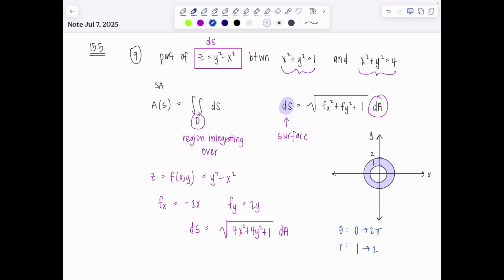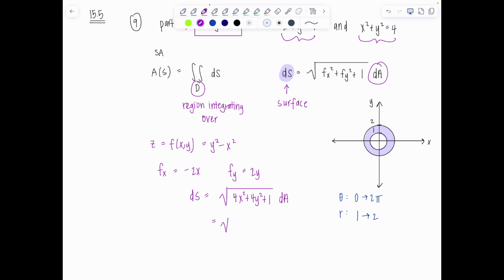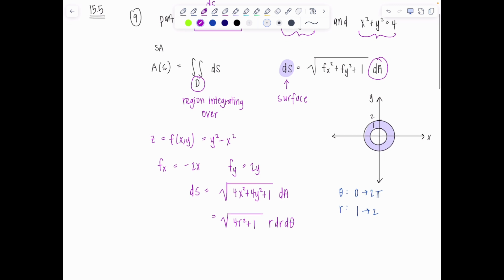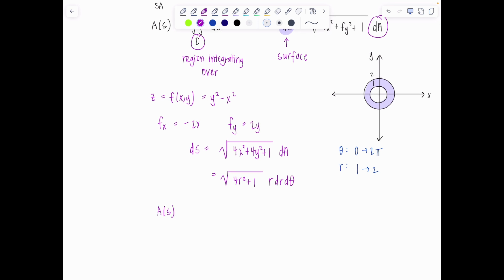Now let's redefine dS so that we're in polar coordinates. 4x squared plus 4y squared, what would that be? 4r squared. Very good. And what is dA in polar? r dr d theta. Beautiful. So the area of the surface is going to be the integral from 0 to 2 pi, integral from 1 to 2, square root of 4r squared plus 1, times r dr d theta. Nice, huh?